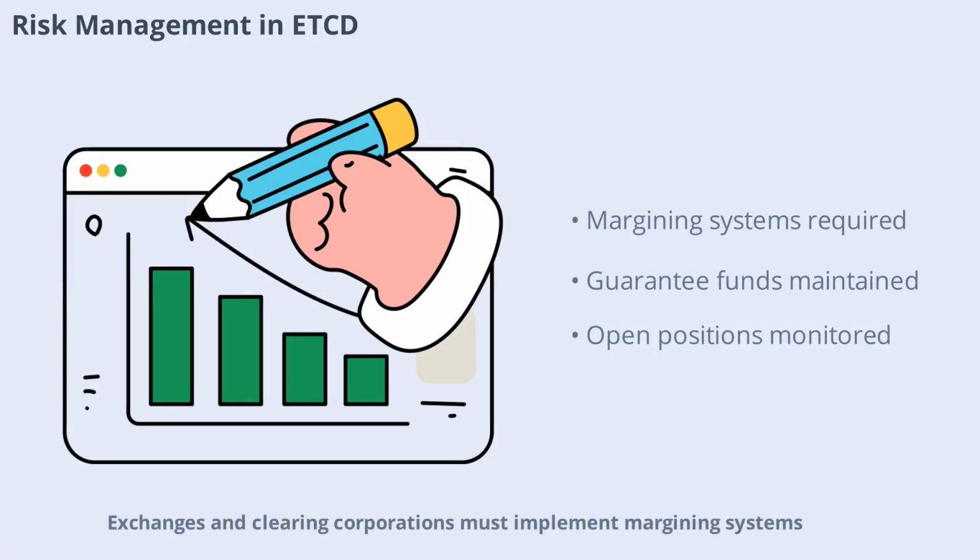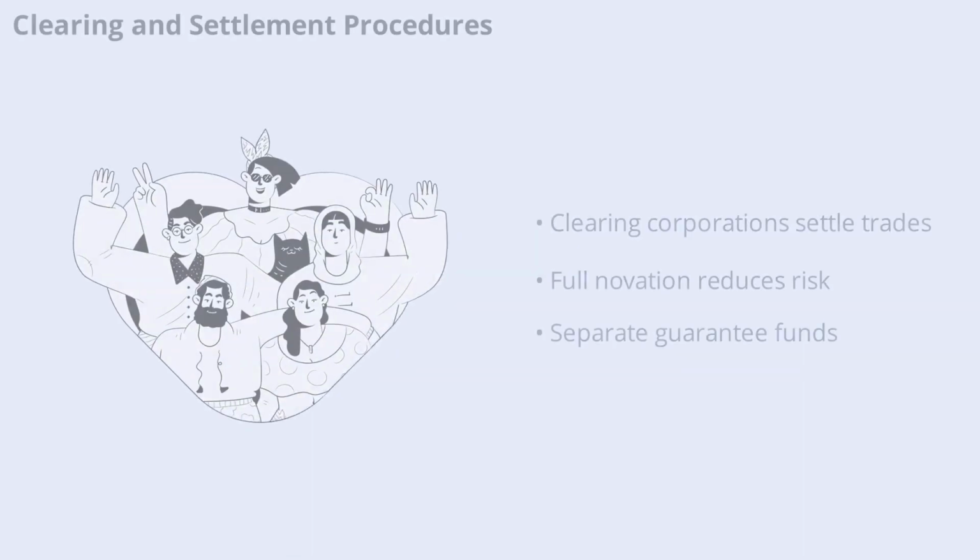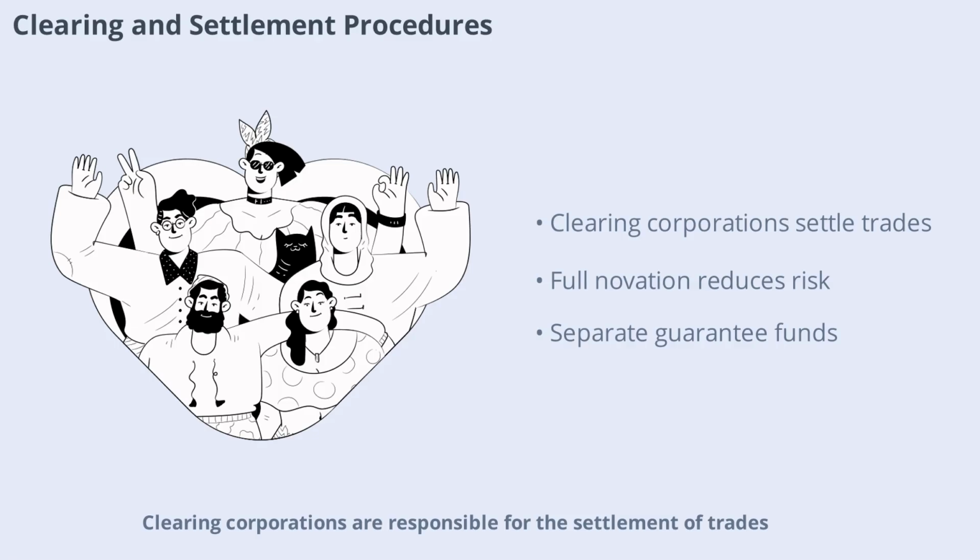Exchanges and clearing corporations must implement margining systems, monitor open positions, and maintain adequate guarantee funds. These measures help prevent defaults and protect the interests of all market participants, ensuring the stability of the currency derivatives market. Clearing corporations are responsible for the settlement of trades, ensuring that obligations are met on both sides.